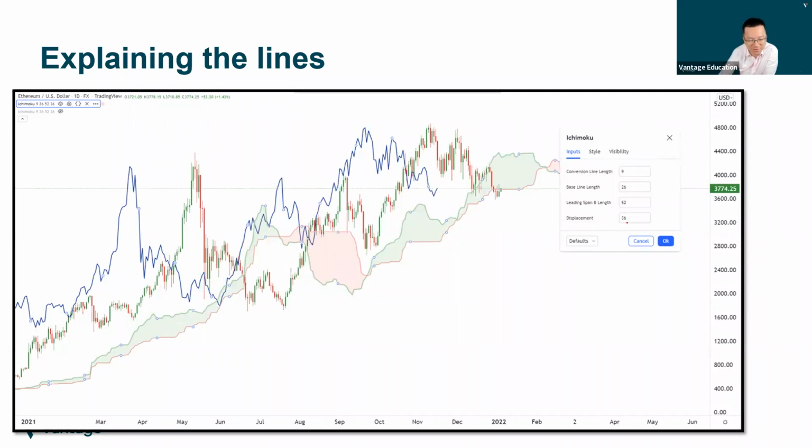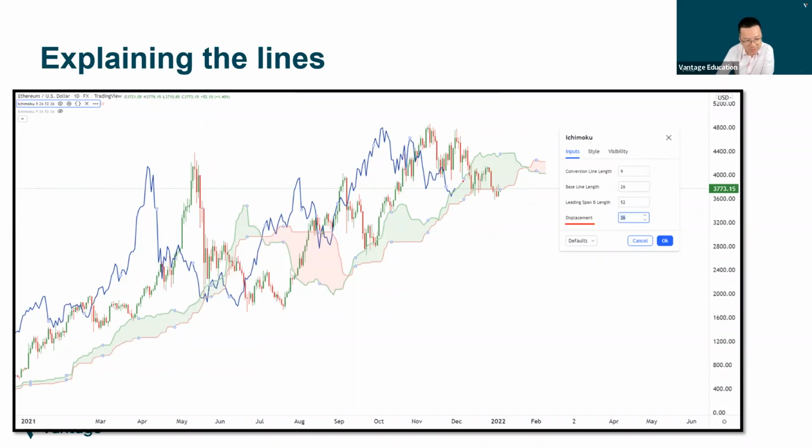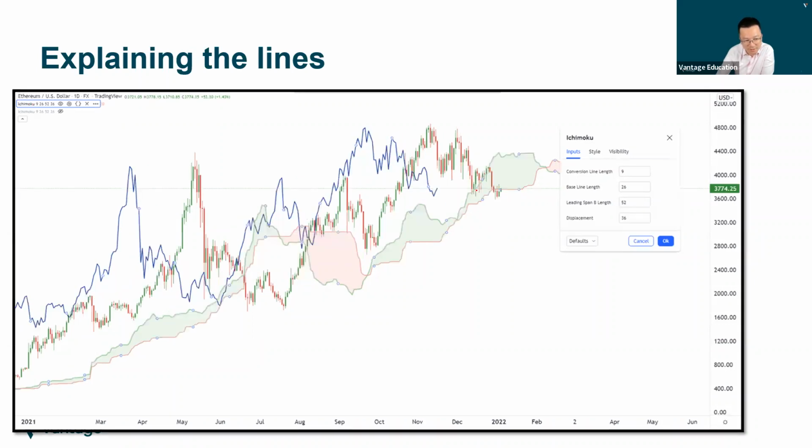If we change it to a 36, it's just that shift. You can see now the cloud, the price is inside that. We change it to a 36, it just shifts right along. Why would you want to shift it a little bit?